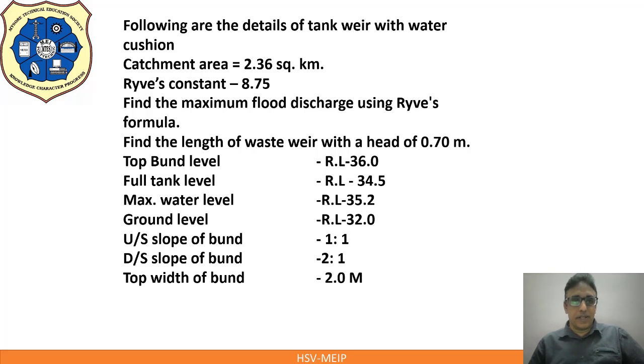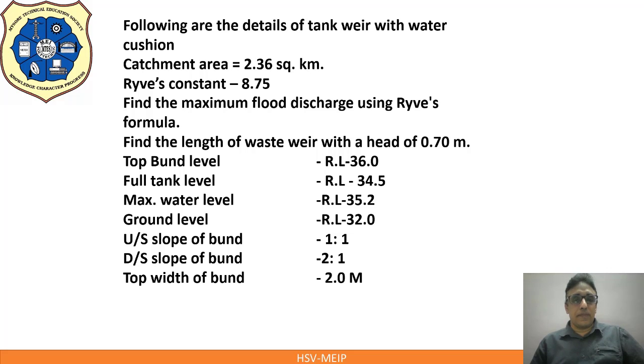Following are the details of the tank weir with water cushion. Catchment area 2.36 square kilometer. Ryves constant 8.75. Find the maximum discharge by using the Ryves formula. Find the length of the waste weir with the head of 0.7 meter. You should calculate the length of the waste weir. This may carry 10 marks in the examination.